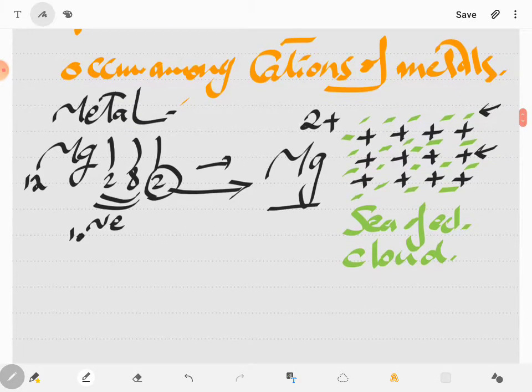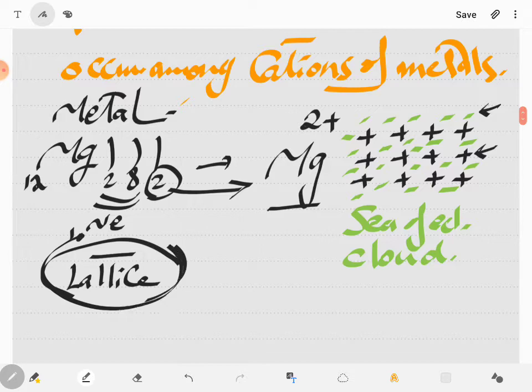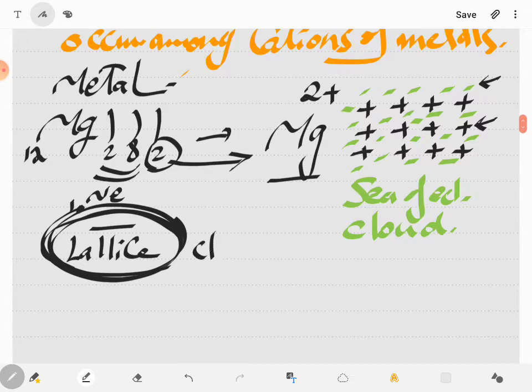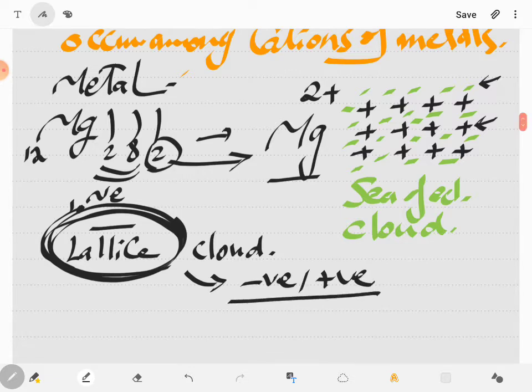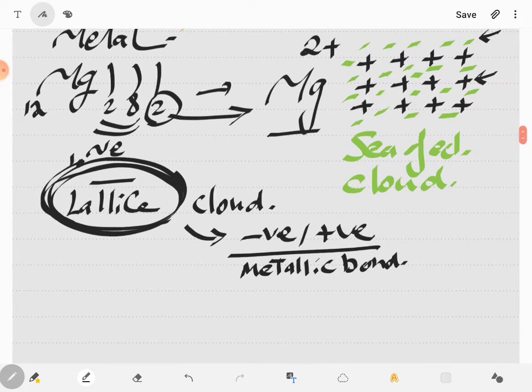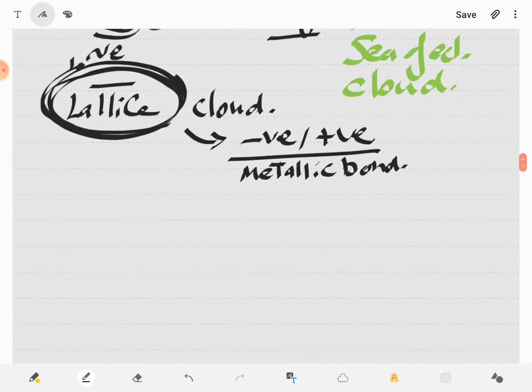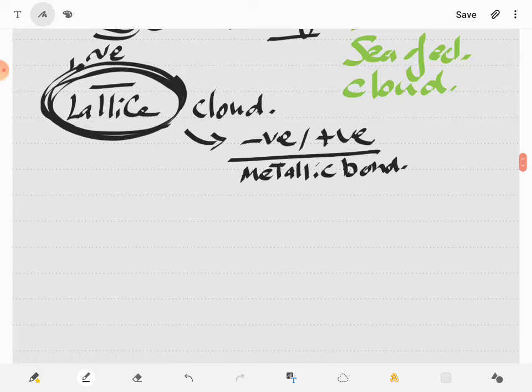So this lattice with the floating electrons forming a cloud, creating an attraction force between negative and positive charge, is called a metallic bond. That creates the special character of the metal.